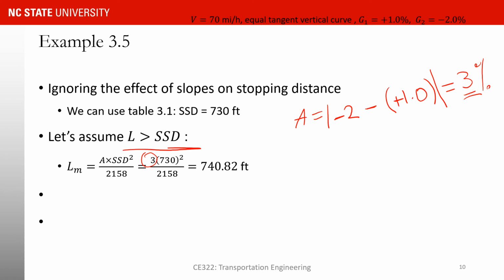We also found stopping sight distance to be equal to 730 from table 3.1. So you can see that I'm multiplying 3 by 730 squared and dividing by 2158. That gives me a value of 740.82 feet. So that's the minimum length that I need on that curve. You can see that this length, 740, is more than 730 feet. So that means that the assumption that I made at the beginning is satisfied. So I'm good.